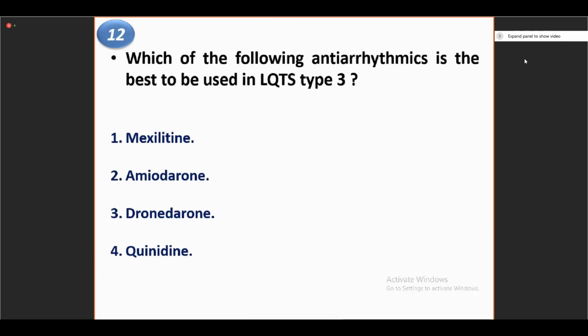So we can show the answer here, Dr. Ahmed, please. It is mexiletine. Long QT type 3, of course, is a special type of long QT syndrome that is characterized by gain of function mutation in the sodium channel, which leads to reactivation of sodium channels. So in this case, we need to use a sodium channel blocker, which is mexiletine, which is characterized by shortening the QT interval. So we can move to the next slide, please, Dr. Ahmed.